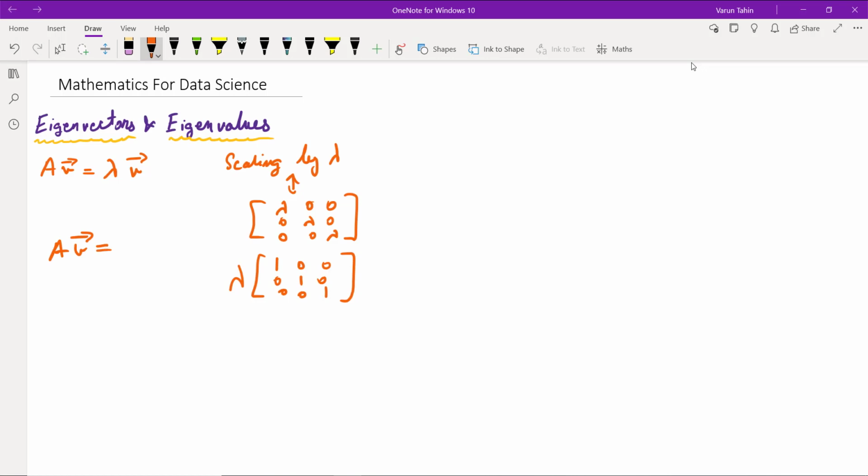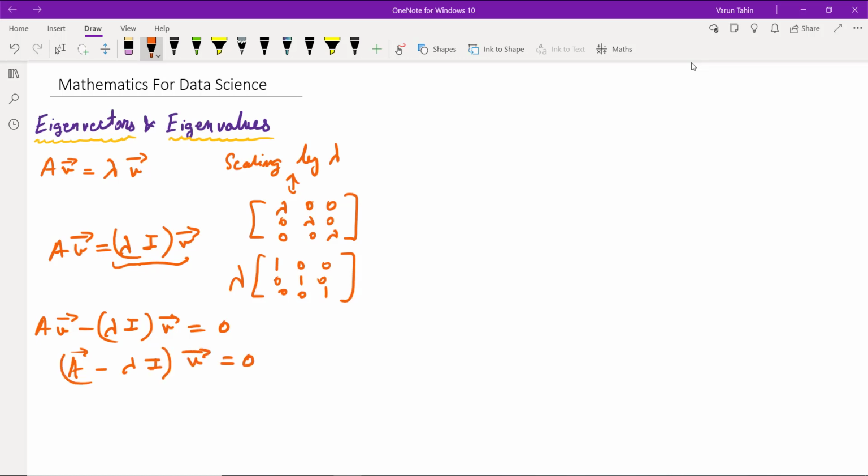So AV equals lambda I into V, right? Now if I bring this element to the left side, the equation will become AV minus lambda I into V equals 0, or simply saying (A minus lambda I) into V equals 0. Now we will be looking for a non-zero solution of V, which is the eigenvector in our case, right? So we are looking for a non-zero solution for it.